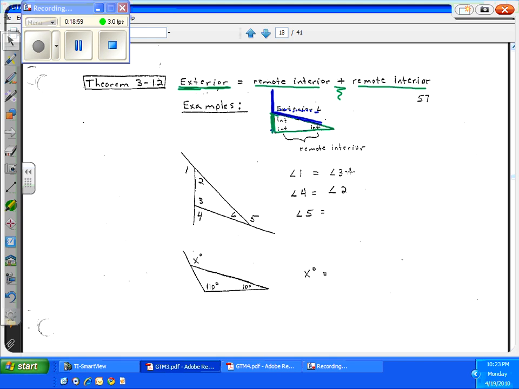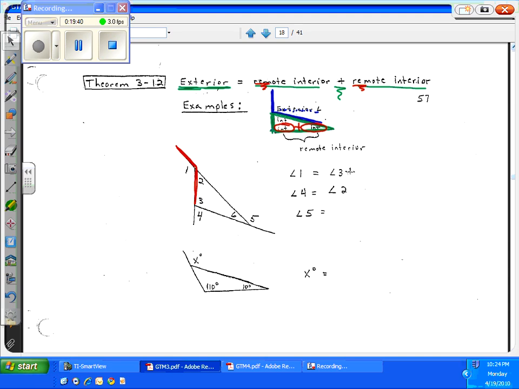So I'm going to turn this back green. An exterior angle is equal to the sum of its two remote interior angles. Remote means far away. So the two interior angles most remote from that exterior angle are those two. And so that exterior angle is equal to the sum of these two remote interior angles. So what we want to do in the next picture is identify what the remote interior angles are that go with a certain exterior angle.